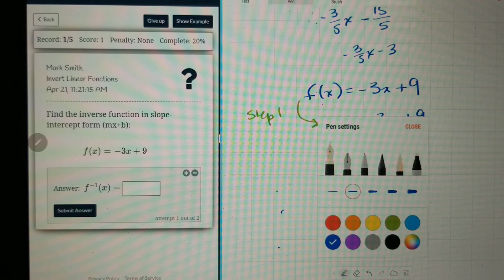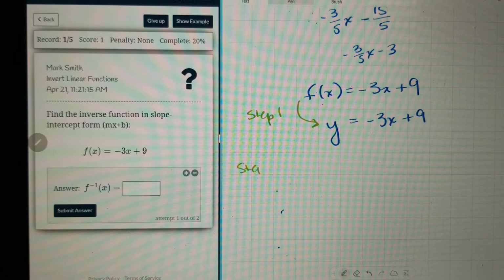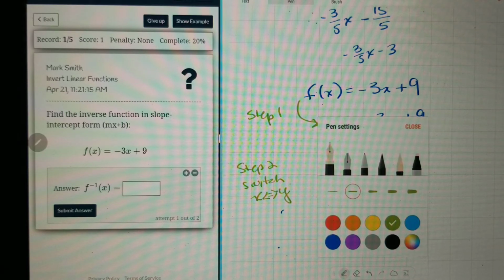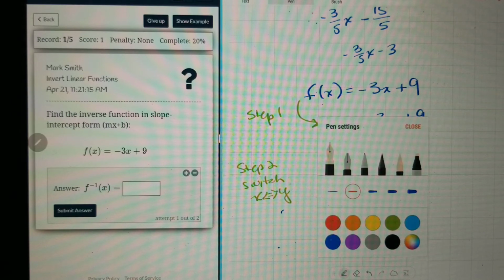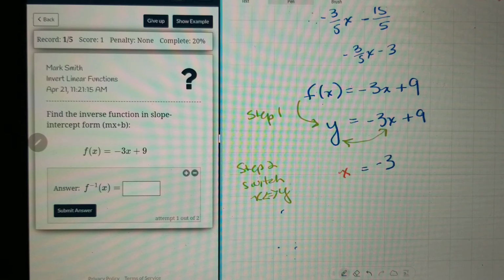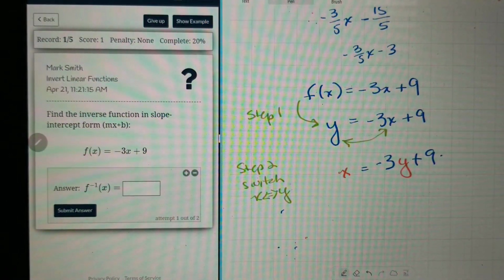Okay, step 2 is switch. So step 2 is switch x and y. Switch x and y. All right, so these two are going to switch places. And I'll just rewrite those so we see we're putting the x over here, and we're putting the y over there, plus 9. I realize I'm holding this sideways on my knee, so it's making it go sideways.